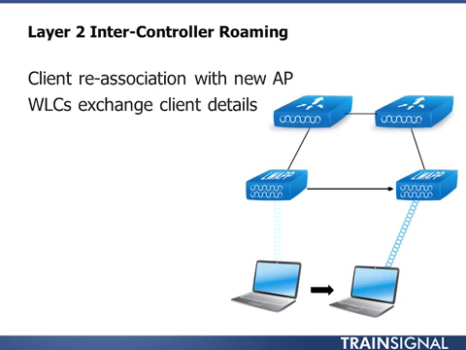Now when I do inter-controller roaming, that means when my client reassociates with the access point, the wireless LAN controller needs to go back to my original wireless LAN controller, and they need to exchange information about the client. That exchange may include security context information like keys, etc. You may be thinking that the new controller will take all the client information and the old wireless LAN controller will delete that client information, but that is not correct.